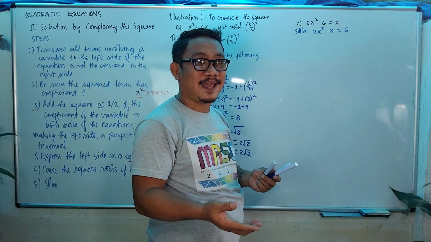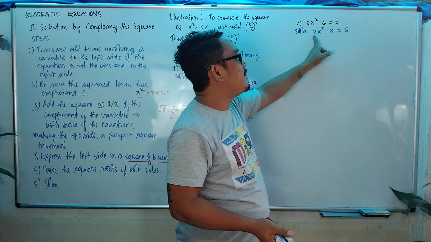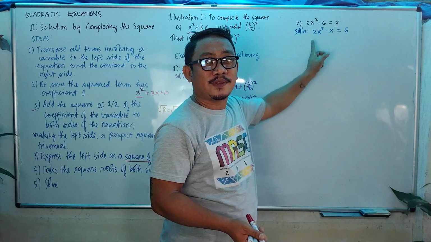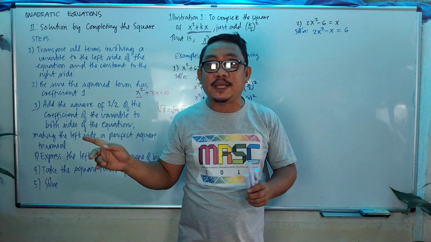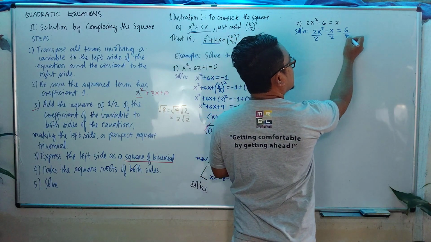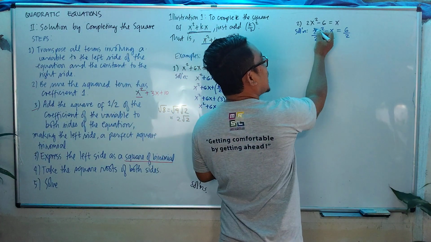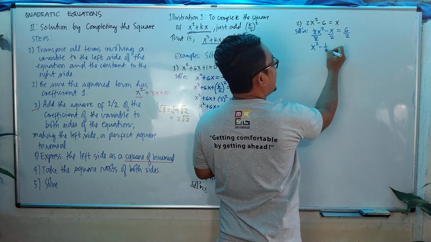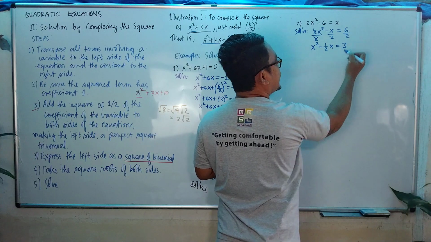Did you follow? Okay, that is our first step. Now, try to observe that there is a value greater than 1 beside x squared, which is 2. What should we do? We must be sure the squared term has a coefficient of 1 only. So we divide each term by 2 on both sides of the equation so that it becomes just x squared. So 2 divided by 2 cancels, so 1, and you have x squared minus 1 half x is equal to, what is 6 divided by 2? You have 3.